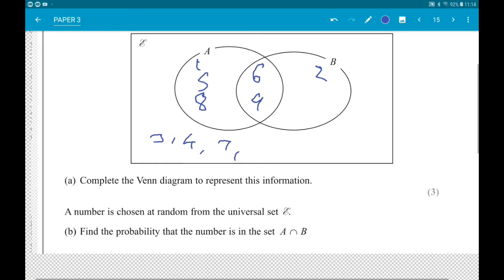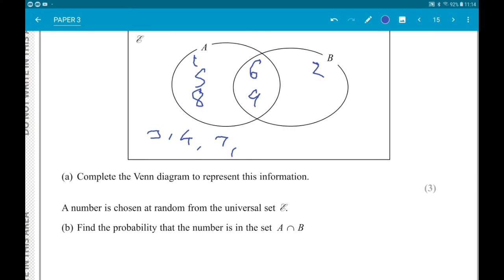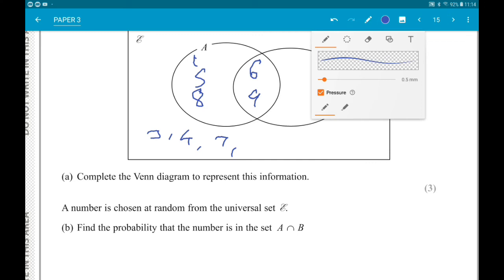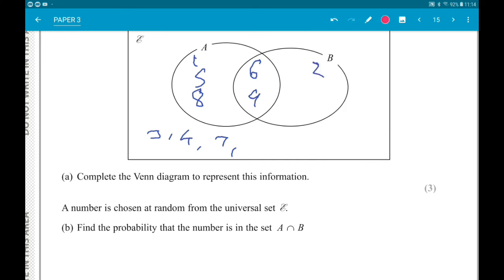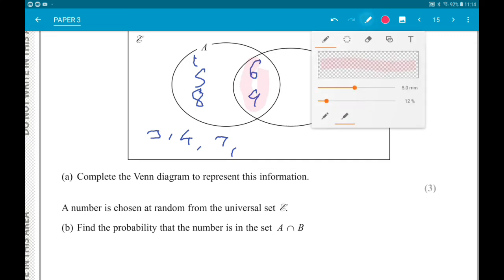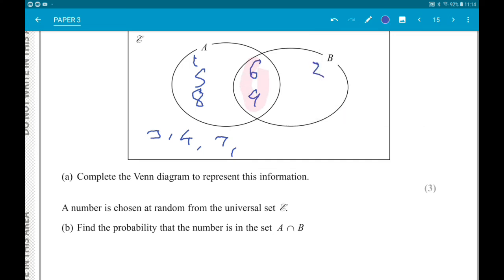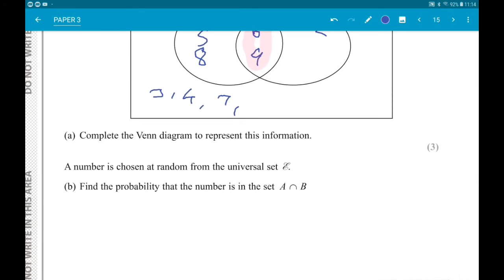Okay, then part B, a number is chosen at random from the universal set. Work out the probability that the number is in the set A intersection B. So what that means is A and B, so we're interested in the numbers in the middle. So there's 2 in there, there's 9 numbers altogether, so it's 2 9ths.